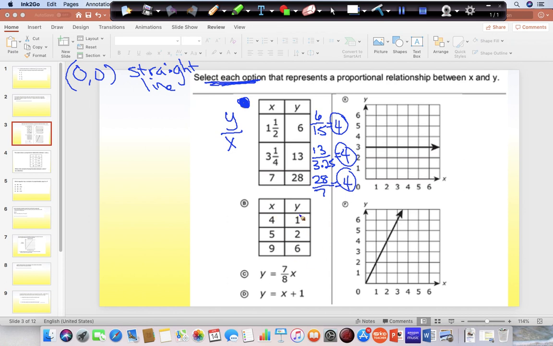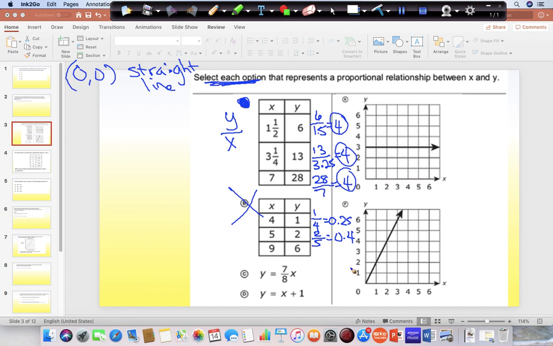So this next one, let's divide 1 divided by 4, which gives us 0.25. 2 divided by 5, and that gives us 0.4. So we already know that this is not going to be a constant of proportionality, so B is not correct.